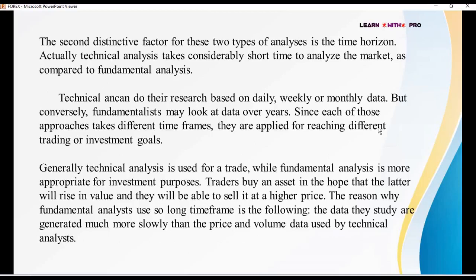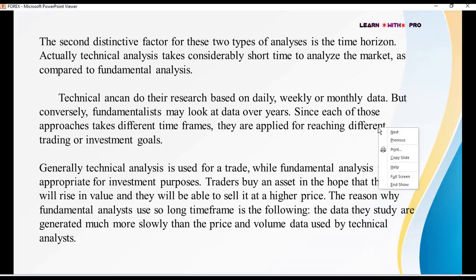Now, I want you to look carefully at this. Technical analysis takes considerably shorter time to analyze the market compared to fundamental analysis. Technicians do their research based on daily, weekly, and monthly data. But when you are dealing with fundamental analysis, they look at data over the years, maybe 10 years, maybe 5 years. Since each of those approaches takes a different time frame, they are applied for reaching different trading and investment goals.